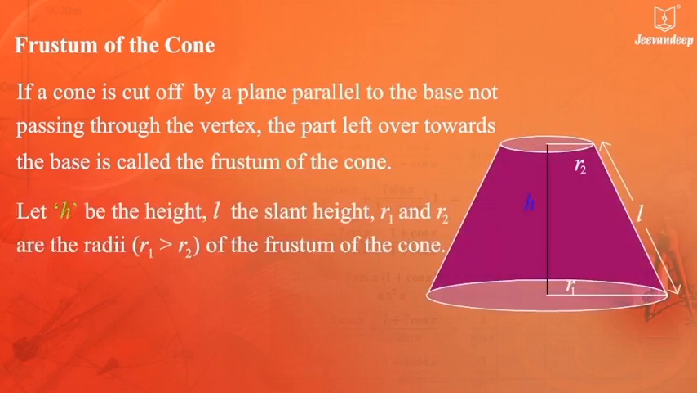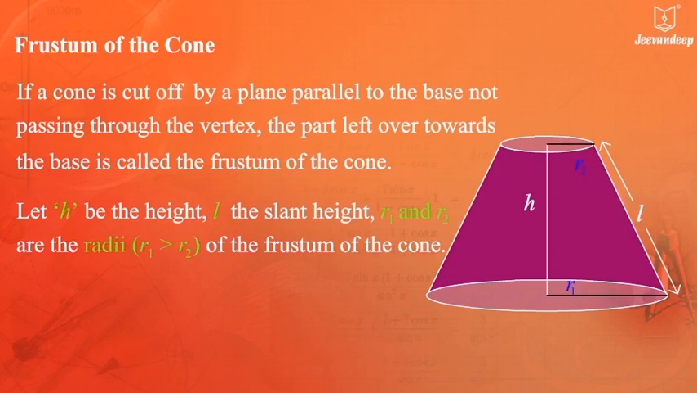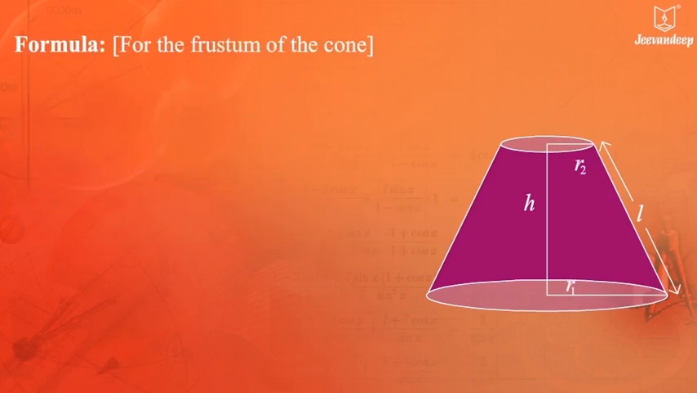Let h be the height, L the slant height, R1 and R2 are the radii of the frustum of the cone, where R1 is greater than R2. Formula for the frustum of the cone.